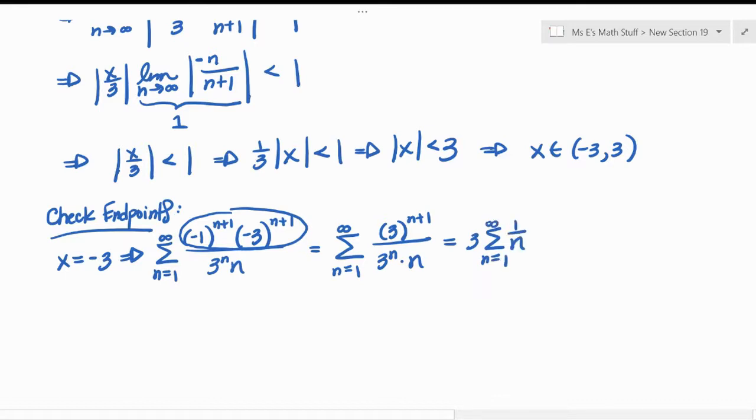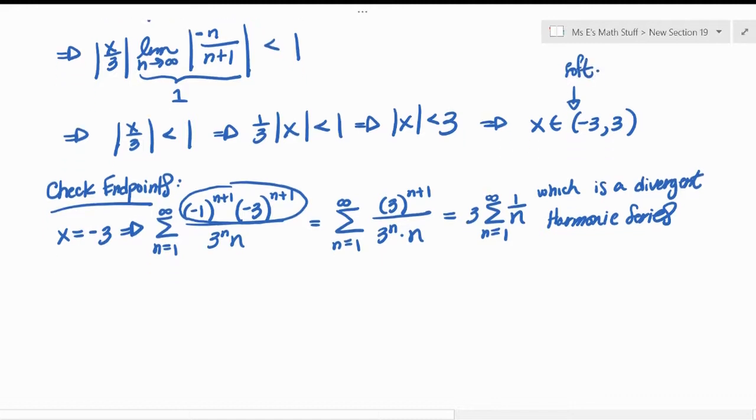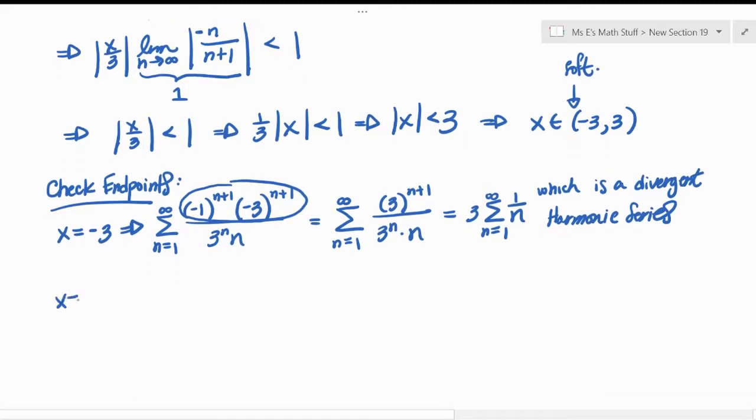And what do I have now? I have either a p-series or a harmonic series, however you want to look at that. And so the point is that it diverges. Okay, so we should keep this bracket a soft bracket. Okay, now let's check what happens when x is 3.